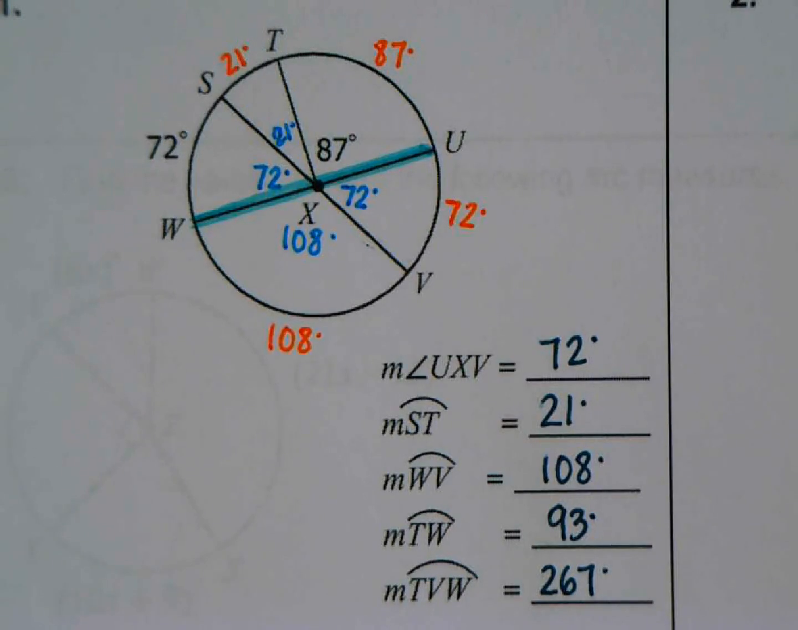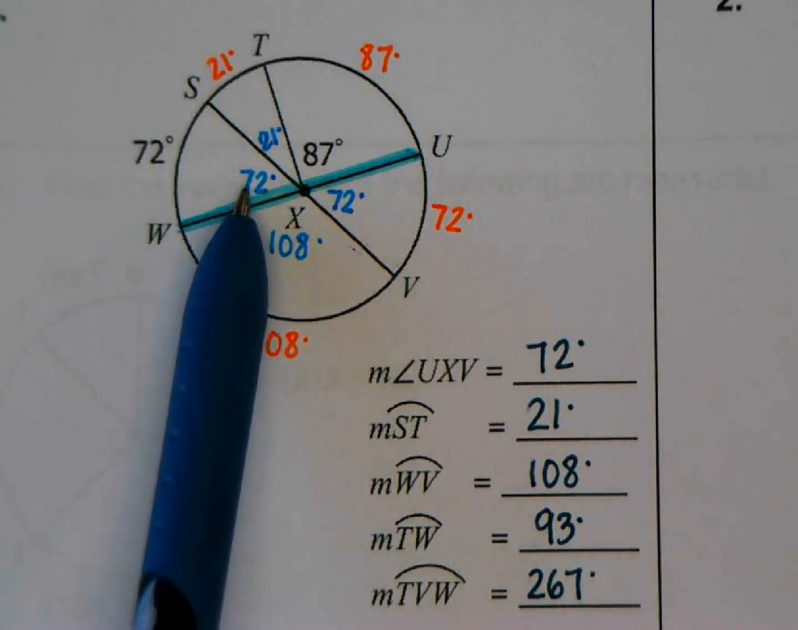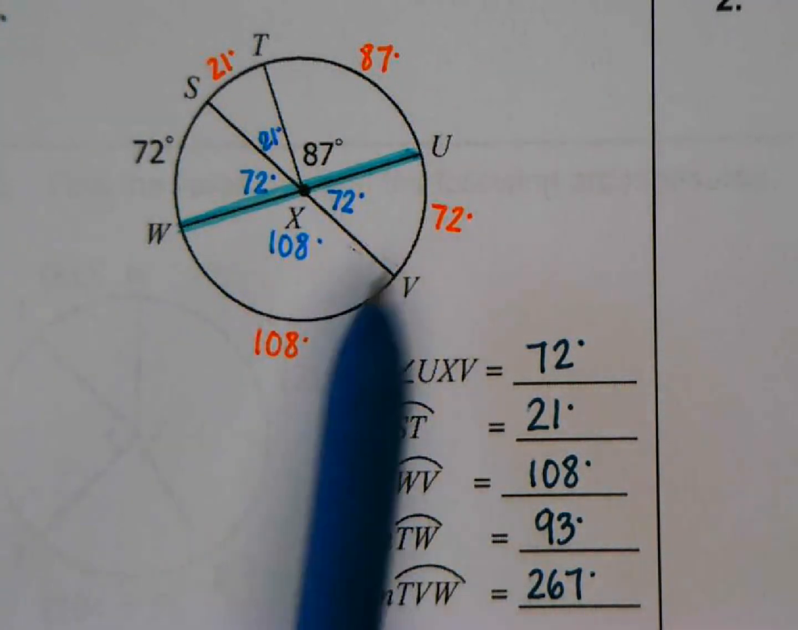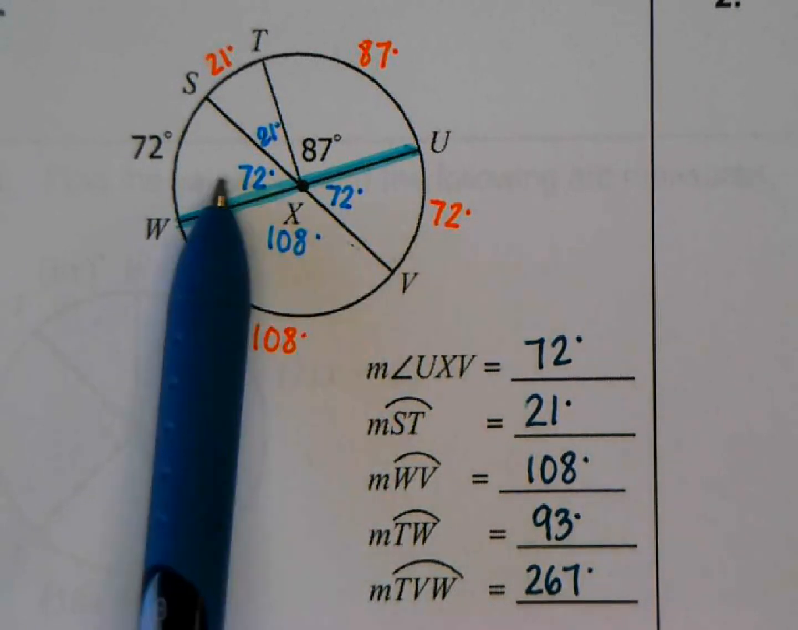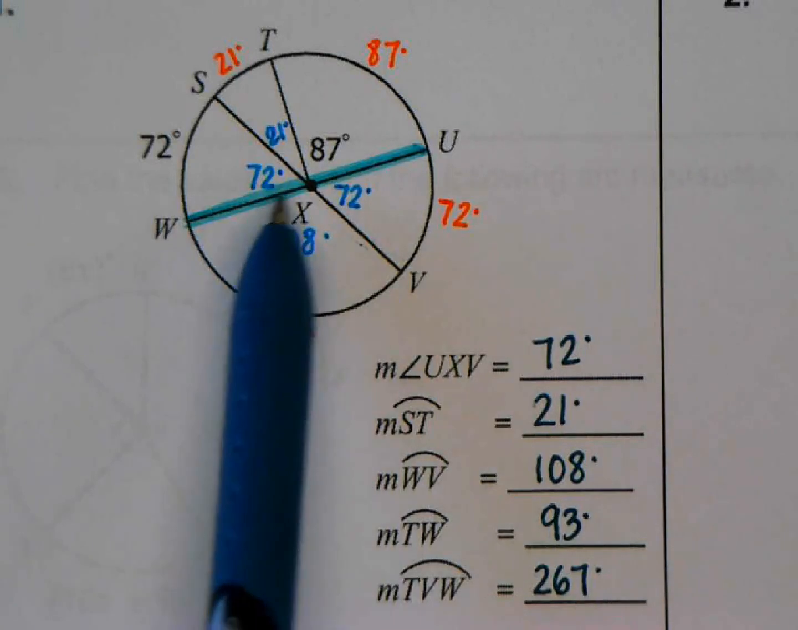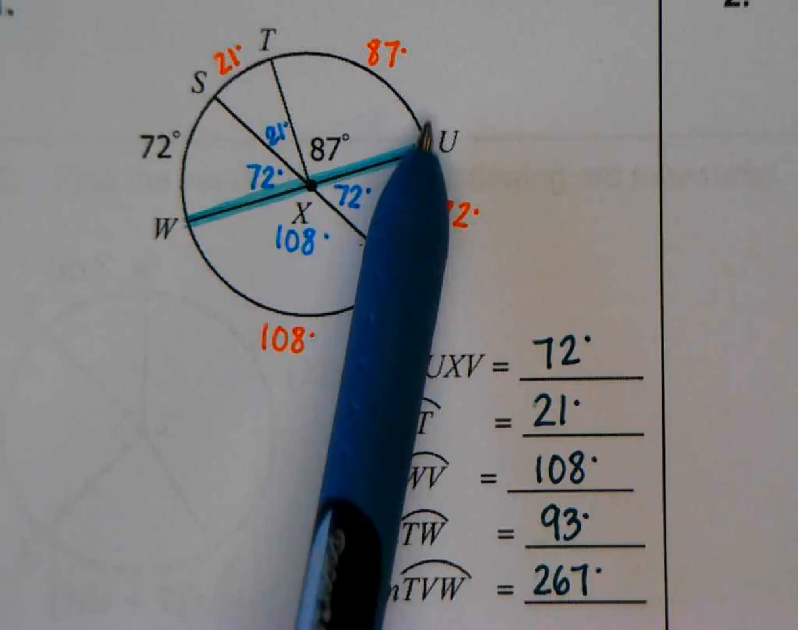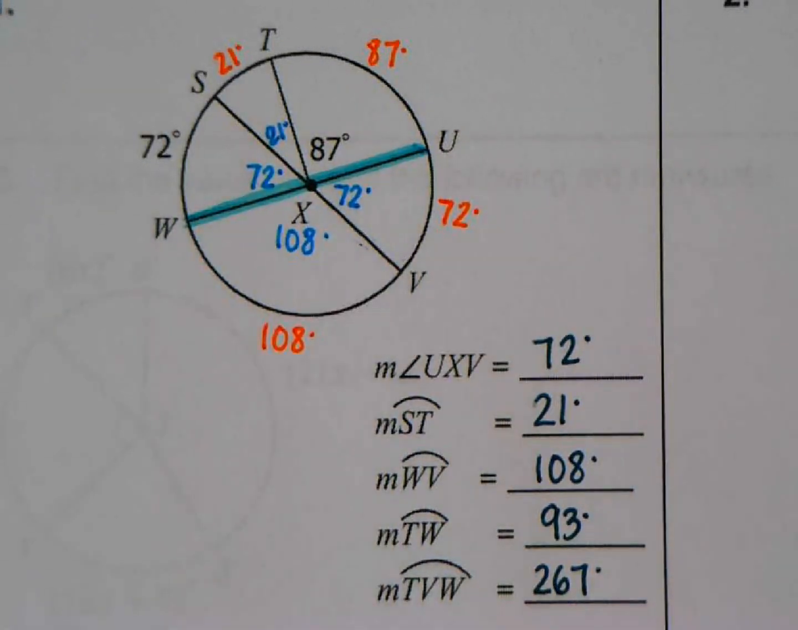All right. So the 2 things we used in this diagram was we identified vertical angles. That helped us get a few measures. And then we did the diameter, cutting it into 2 semicircles, using 180 to find the rest. Okay, let's move on to this next one.